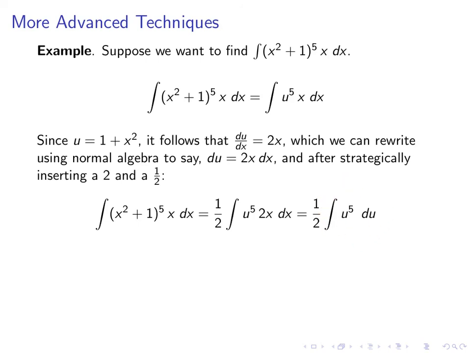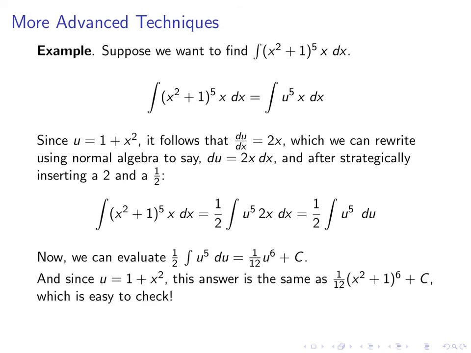So u to the 5th du is an easy antiderivative. And I end up with 1/12 x squared plus 1 to the 6th. And again, checking the answer is really important. When you check this answer, you will find yourself using the chain rule in a way that tells you that you were right. You'll use the chain rule and your inside function will be x squared plus 1, and that's because your original substitution was u equals x squared plus 1.